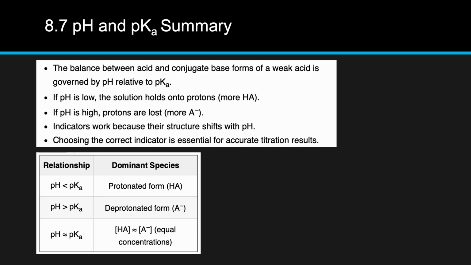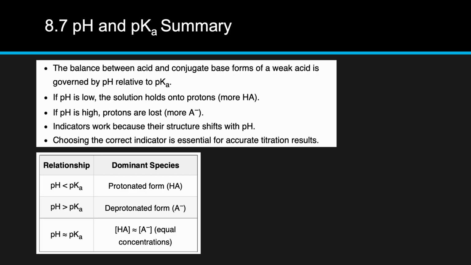All right, so at this point, I hope you know that when we're dealing with weak acid or weak base equilibria, that balance between acid and conjugate base or base and conjugate acid is going to be governed by the pH relative to the pKa. If your pH is low, know that your solution is going to hold on to more protons, so you're going to have more of that original acid with your protonated state. If your pH is high, remember that protons are lost. You're going to have more of that conjugate base.